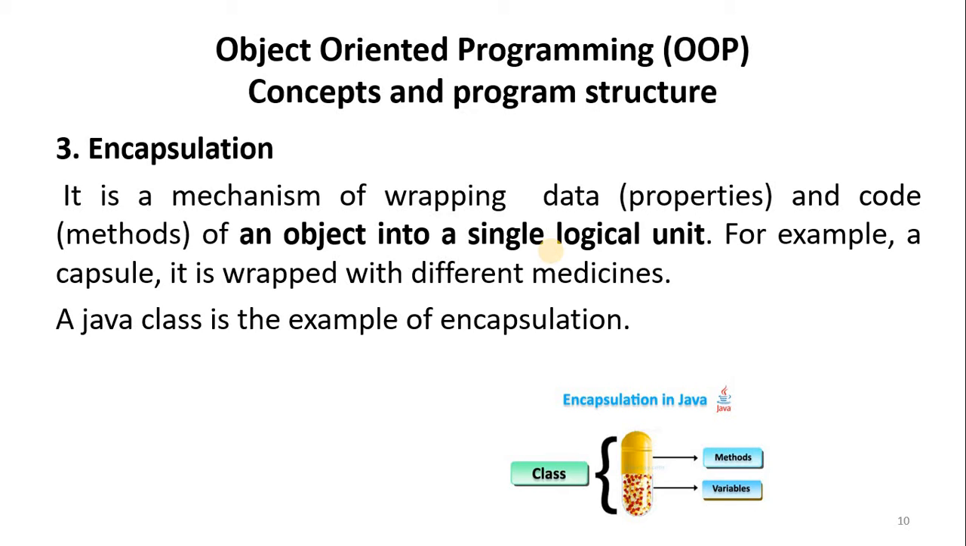You know that in medicine we say capsule. If you look at the diagram, it is the capsule that we have. It consists of methods and variables, which are the fields. Methods are the behaviors, and variables are the properties. The capsule is actually a class. Each and every class will have methods and variables. So we are encapsulating into a single unit, which is nothing but an object.